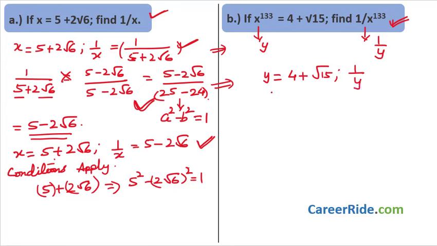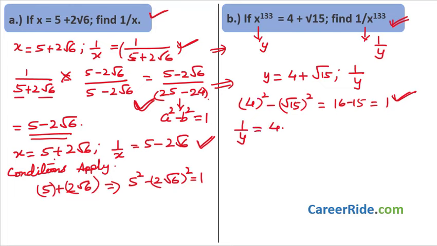Now first of all, let us check the difference between the squares of the two terms given here. The first term is 4, so 4 square minus square root of 15, the whole square. This is equal to 16 minus 15, which is equal to 1, which means my condition is getting satisfied. So the value of 1 upon y is nothing but 4 minus square root of 15. See how simple these questions can be, and you can solve this type of question in not more than 15 to 20 seconds if you know how to solve them, and that is basically what is required.